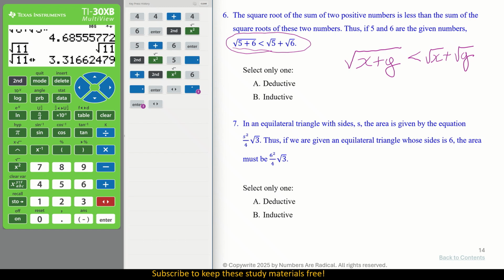In an equilateral triangle with sides S, the area is given by the equation. Red flag. You have an equation first. That means that's general, that's deductive reasoning. Let's go ahead and finish reading. Thus, if we are given an equilateral triangle whose side is 6, the area must be, and they give it to you. I always forget this equation and have to look it up. I don't know why, but it's a good one. You need to keep it in your repertoire.